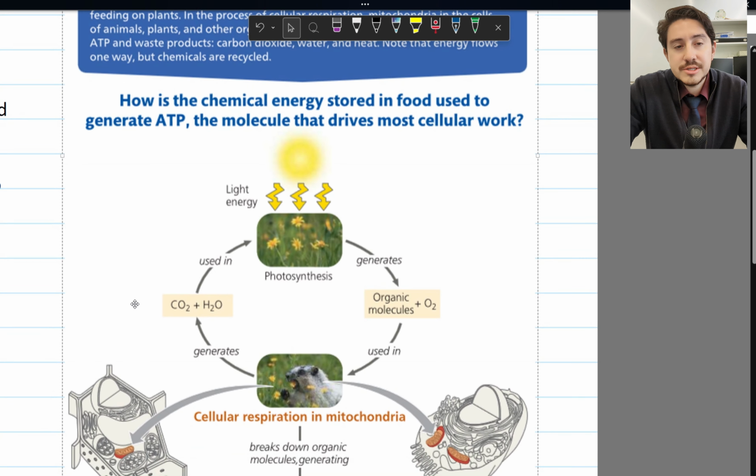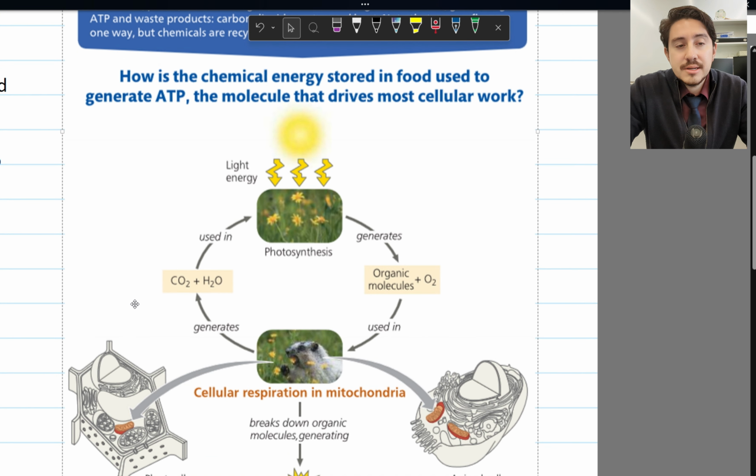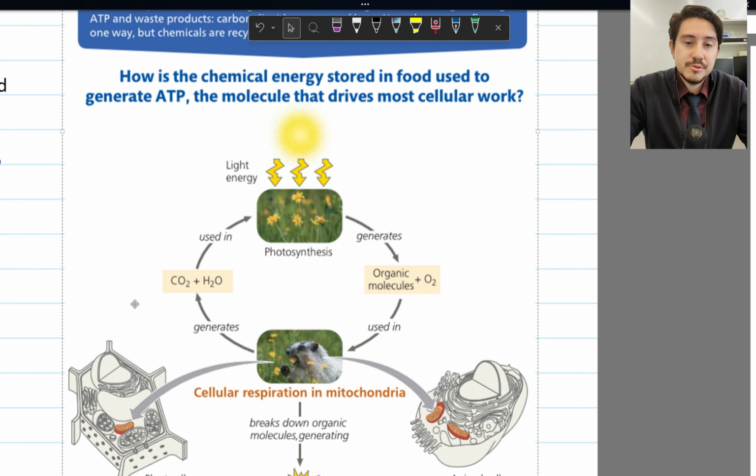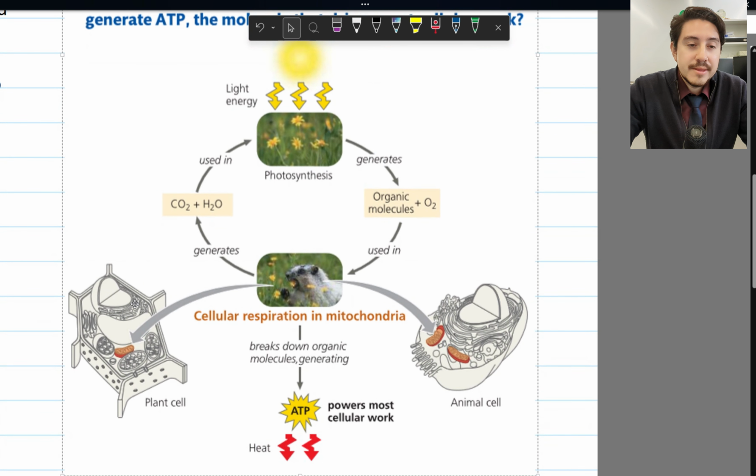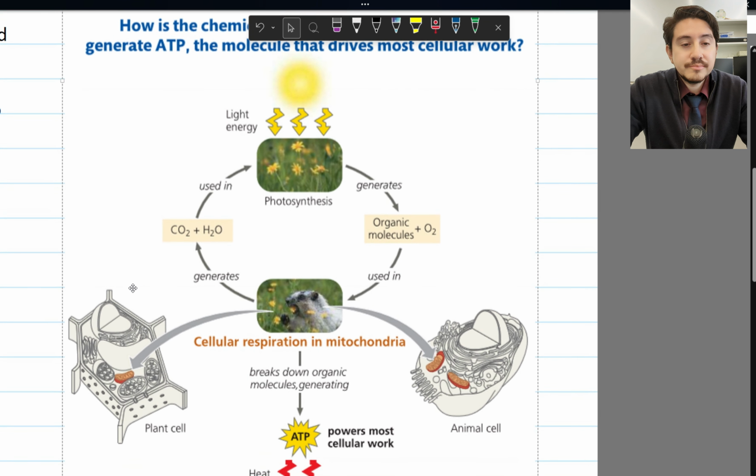So one of the main things we're going to see in this chapter is how the chemical energy stored in food is used to generate ATP. And as we know already, ATP is the molecule that ultimately drives a lot of the cellular work that is occurring in the cell, in the organism.